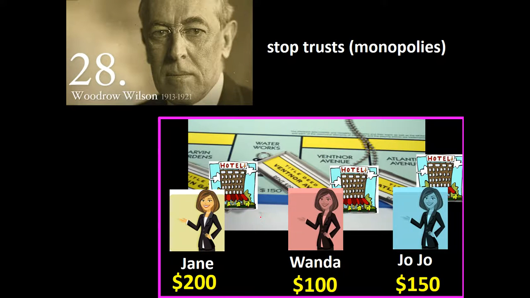That's why Woodrow Wilson proposed that. He wants to stop trusts. They're also known as monopolies. Again, it's all about protecting the consumer. Doesn't care about the business owner, the property owners.